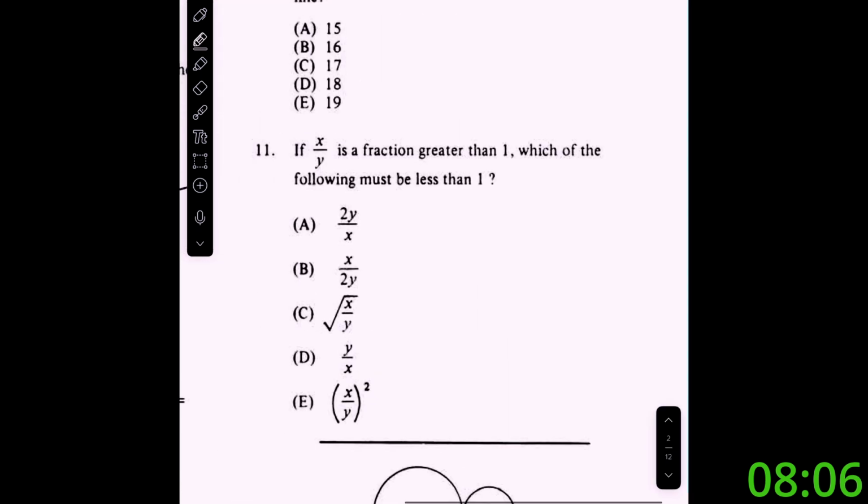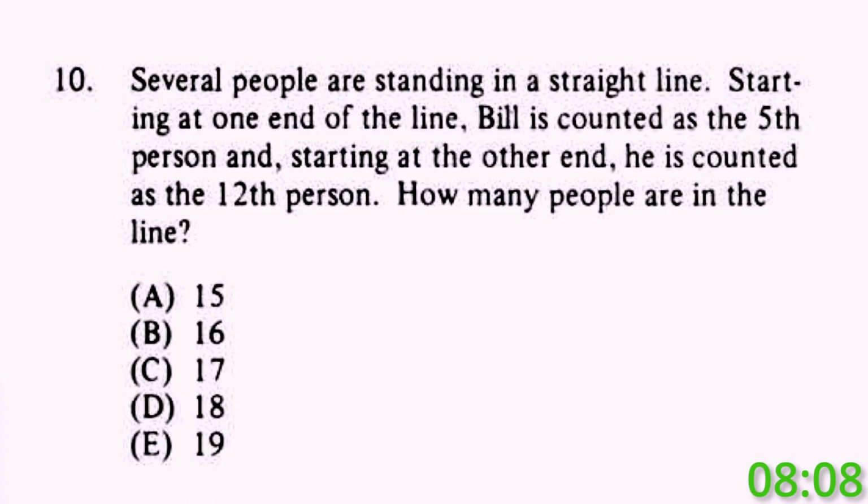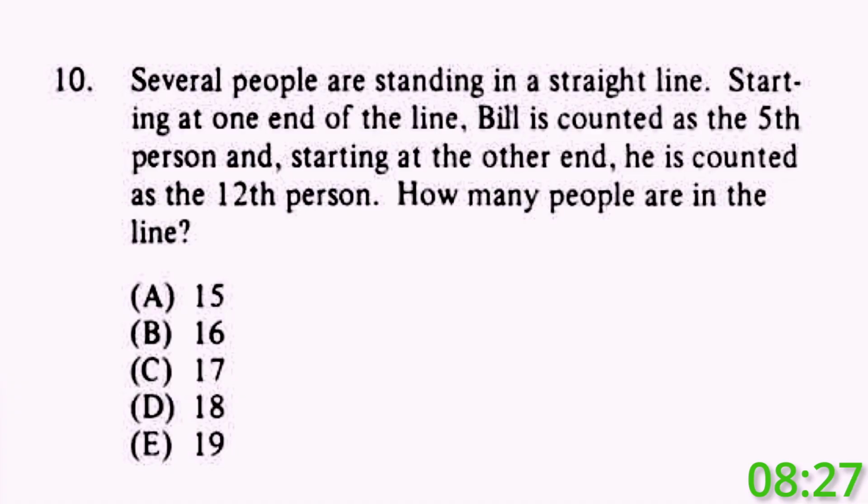All right, question number 10. Several people are standing in a straight line. Starting at one end of the line, Bill is counted as the 5th person. Starting at the other end, he's counted as the 12th person. Is there a math problem? Can't I just write it out? Can't I just make Bill 5th in line? 1, 2, 3, 4, 5. That's Bill. Counting that way, he's 5, and counting the other way, he's 12.